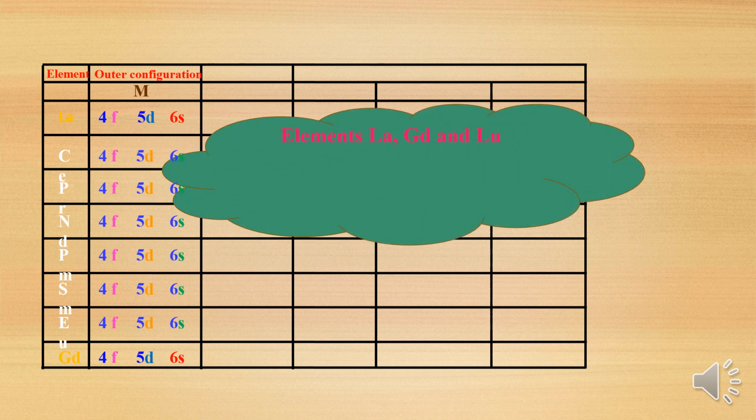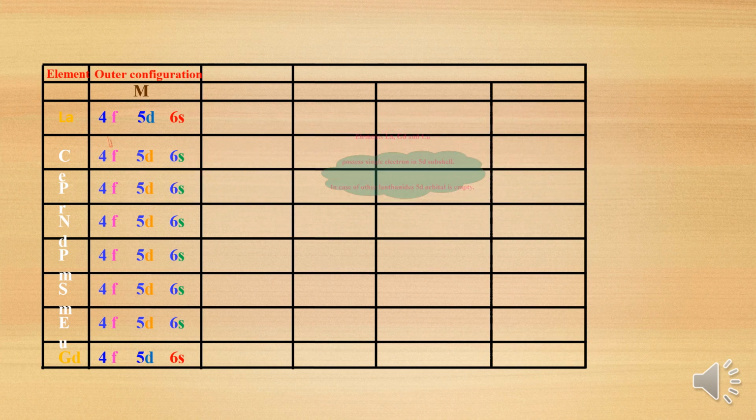Now the elements lanthanum, gadolinium, and lutetium possess a single electron in the 5d subshell. In the case of the other lanthanides, the 5d orbital is empty. You can see 6s2 5d1: the last electron enters the d orbital in the case of lanthanum. Then after lanthanum, you can see the 5d is empty and 6s2 is completely filled.